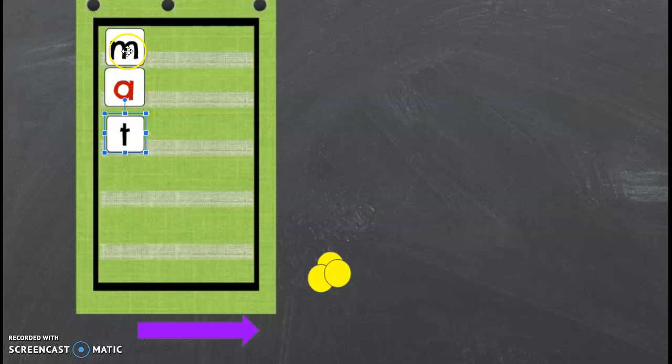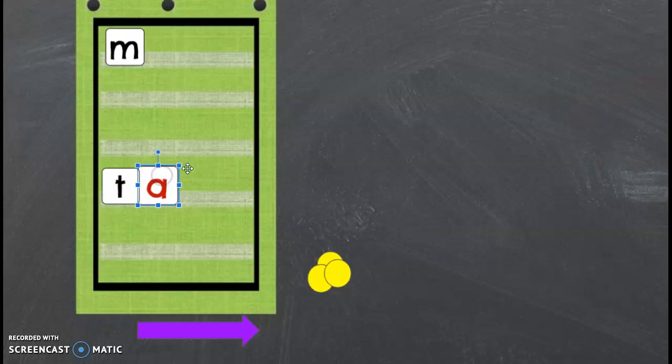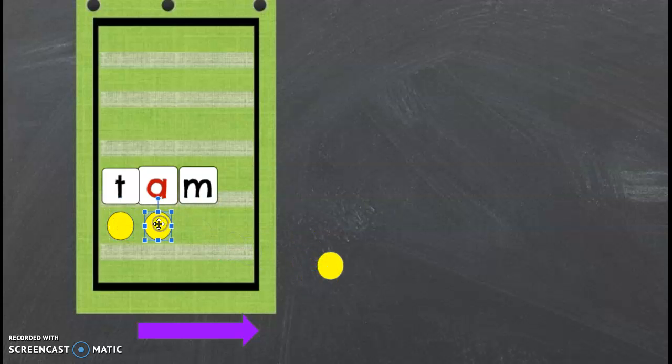So I'm just going to, let's make our word down here. I'm going to start with our T. And then I'm going to put A. A is a vowel. That's why I have it as a red letter. And then let's do our other sound that we've been working on, M. Now, there are three letters. I hear the T sound. I hear the A sound. And I hear the M sound.